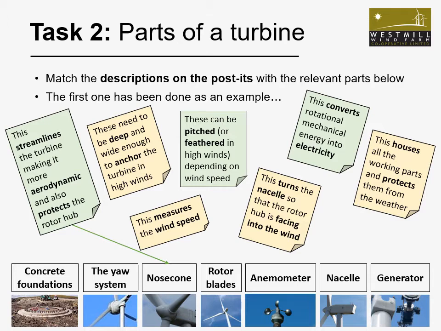These need to be deep and wide enough to anchor the turbine in high winds. Concrete foundations. These can be pitched or feathered in high winds, depending on the wind speed. That's got to be the rotor blades. This measures the wind speed. You all know that's the anemometer. This turns the nacelle so that the rotor hub is facing into the wind. The yaw system, that strange name. This converts rotational mechanical energy into electricity. That's the generator. And finally, this houses all the working parts and protects them from the weather. And that's the nacelle. Well done if you got all of those, because some of them have very challenging names.